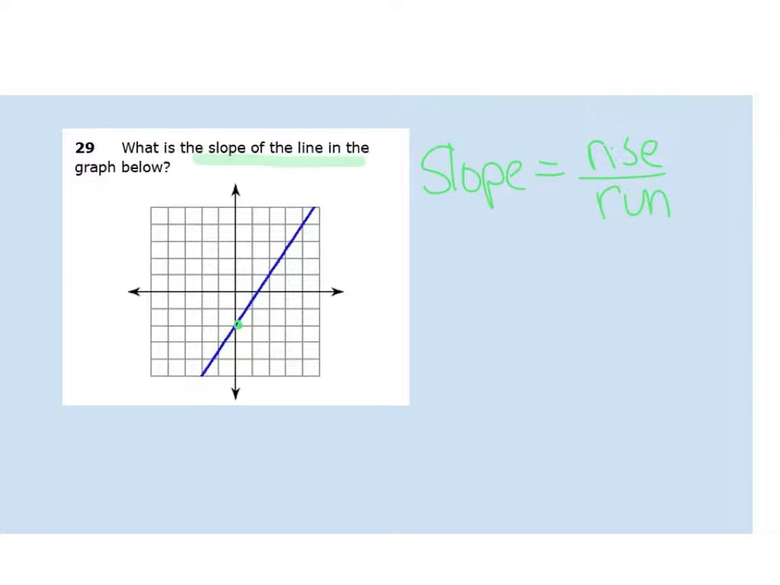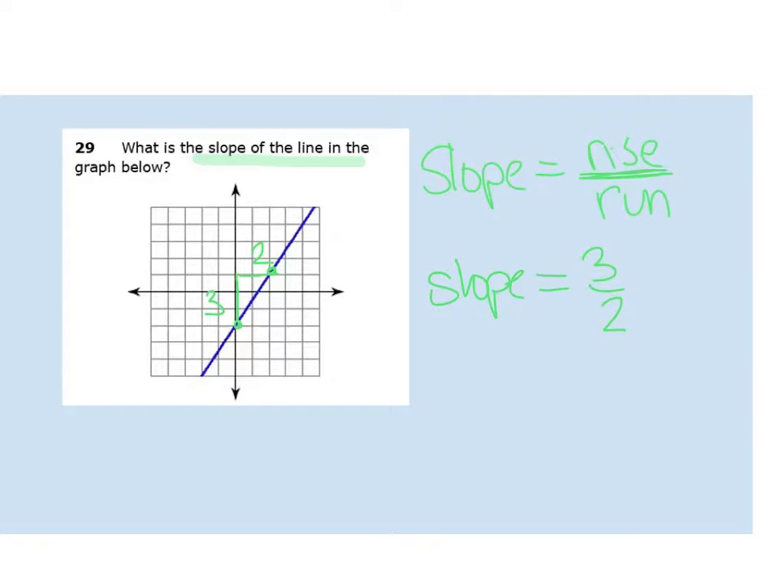Looking, we can see where else it crosses in the corner. We keep going and see we have the point (2, 1). It's crossing right in the corner, so that's going to be the second point to use. From here, it's rise first, so we're going to go up. We're going up 3 units. Run is across 2 units. So our slope is equal to 3 over 2, and you can leave it as a fraction.